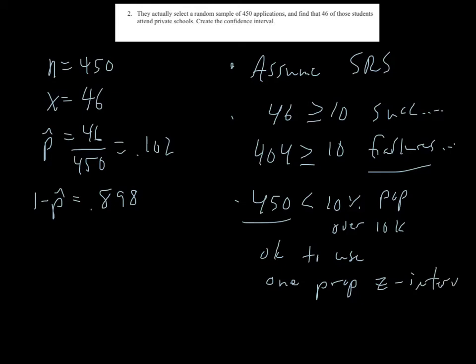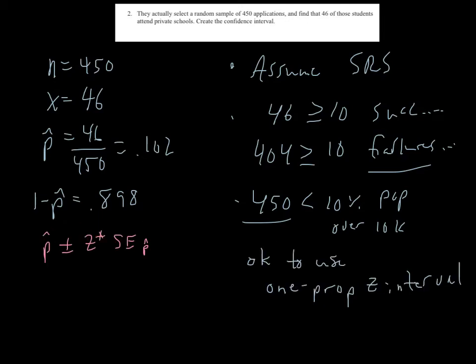z interval. Okay, and then our z interval is going to be p hat plus or minus z star times our standard error, which is 0.102 plus or minus 1.645 times the square root of 0.102 times 0.898 all over 450, not n. Sorry about that. A little sloppy here. And after full calculations, and you take this all out, you should get 0.079 to 0.126.